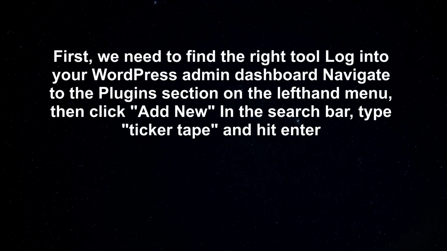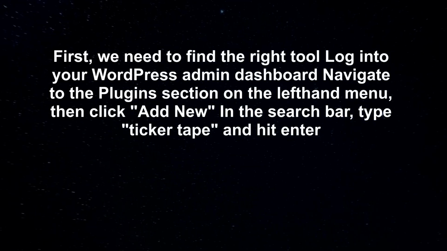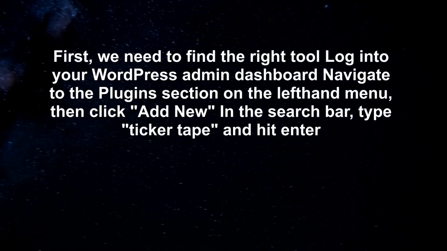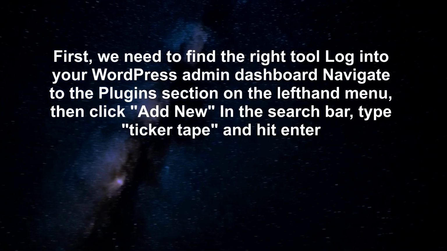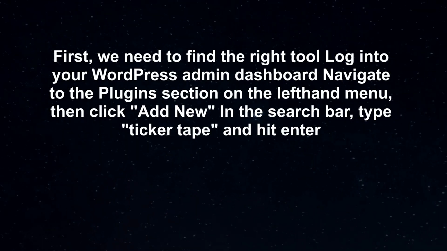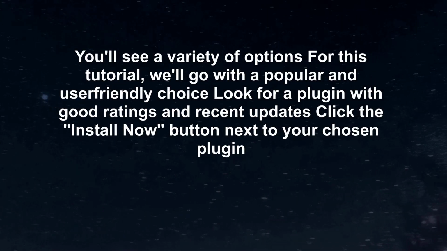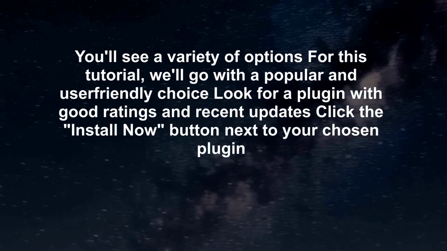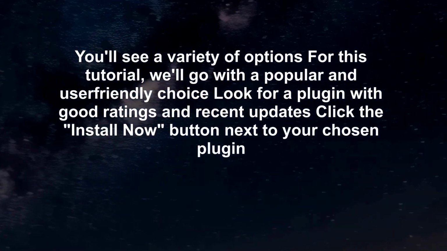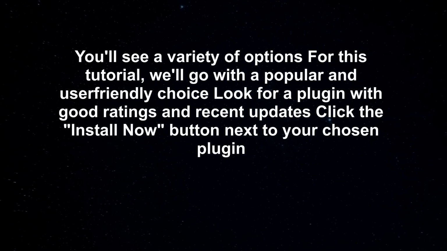Log into your WordPress admin dashboard. Navigate to the Plugins section on the left-hand menu. Then click Add New, in the search bar type ticker tape, and hit Enter. You'll see a variety of options. For this tutorial, we'll go with a popular and user-friendly choice. Look for a plugin with good ratings and recent updates.